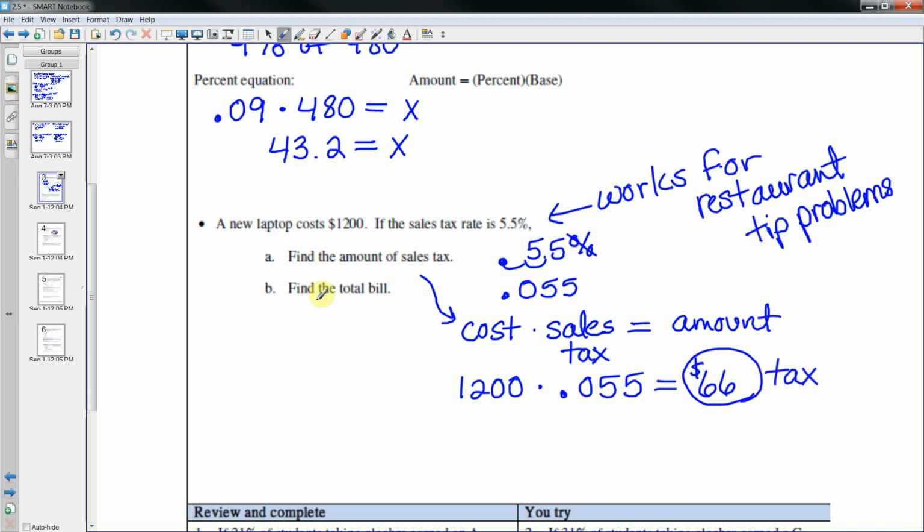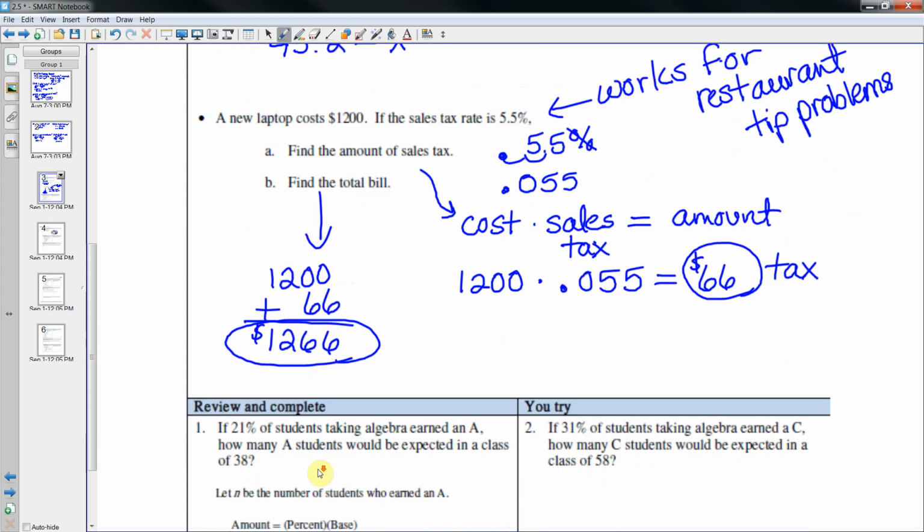Okay, so that's the first question. The second question says, find the total bill. Well, if my laptop costs $1,200 and I'm going to have to pay $66 in tax, if I add those together, I get $1,266. That'll be my total cost. The same thing would work on a tip problem. You would take your total bill times your percentage that you want to leave for a tip, whether it's 15%, 20%. That would give you how much you're going to leave on the table for your tip, and then you would add that to your bill.